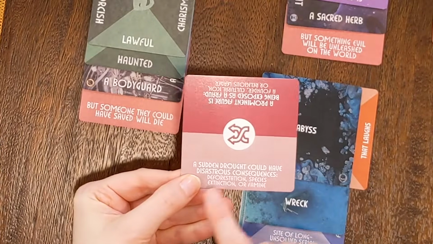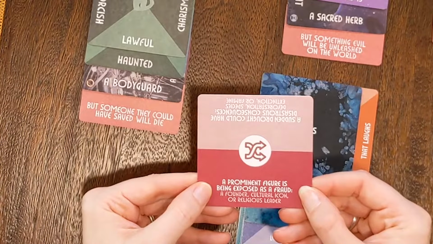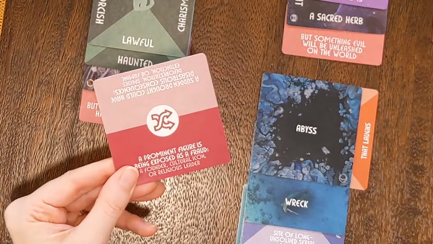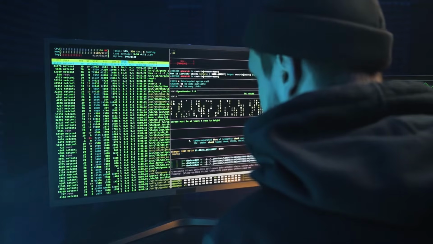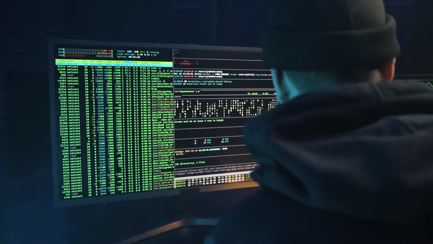And finally, let's do an advent card. What is happening during the time of our story here? We have a drought that could have disastrous consequences. Prominent figure is being exposed as a fraud. Yes, this ties together the serial killer programmer, right? Who wants to stop the government from discovering the phasing technology.